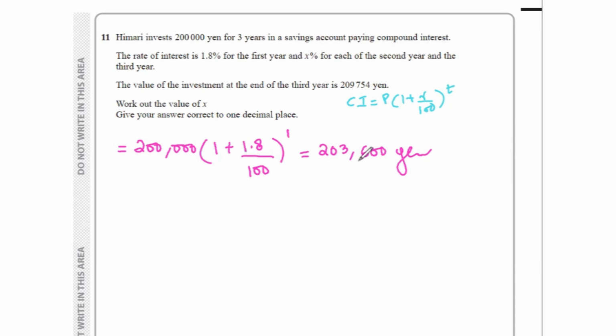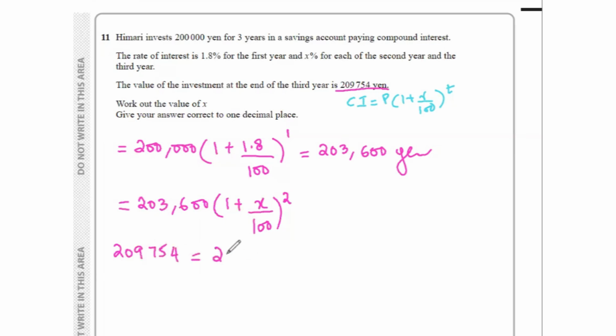Now for the second and third year, the interest rate is X%. So this 203,600 yen will be the principal amount now. 203,600 times (1 plus X over 100) to the power of 2, because the second and third year make 2 years. Now this is equal to the amount given, 209,754, which is the value of the investment at the end of the third year. So 209,754 equals 203,600 times (1 plus X over 100) to the power of 2.